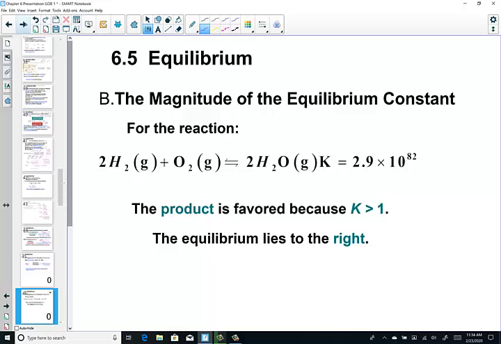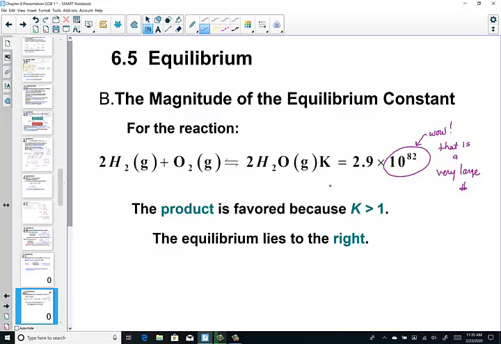Here's an example, just how to read that. Here's a balanced chemical equation where the equilibrium constant is part of our equation. It gives us hydrogen reacting with oxygen to make water. And the K constant has a magnitude of 2.9 times 10 to the 82nd power. Wow, that is a large number. Think about what that means. 2.9 has 81 more zeros after it.